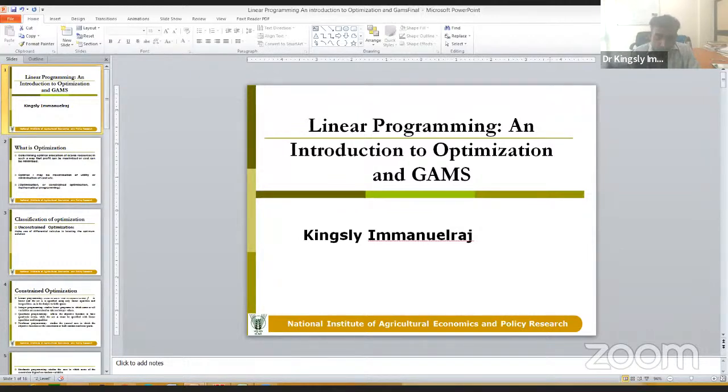Okay. So now we'll come to a little bit of introduction. This optimization we do every day. Every day, whether we know it as economics or social science, we do it in our life.